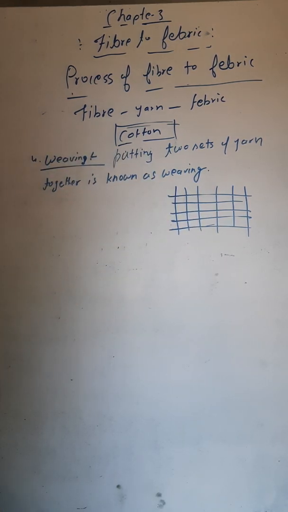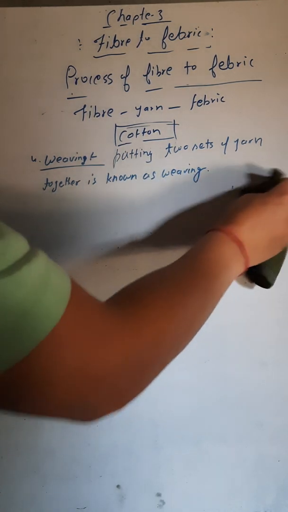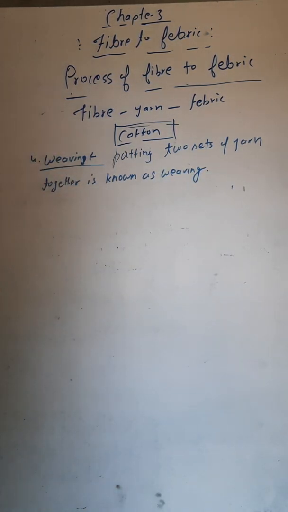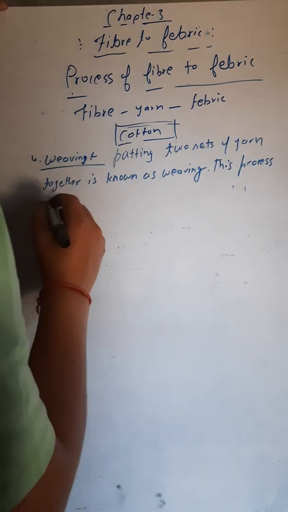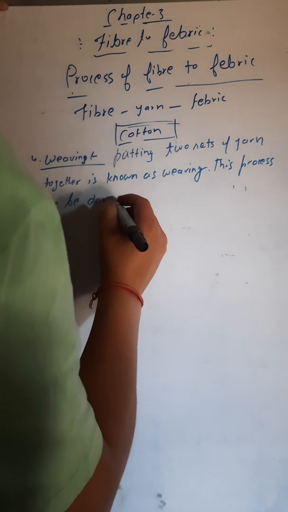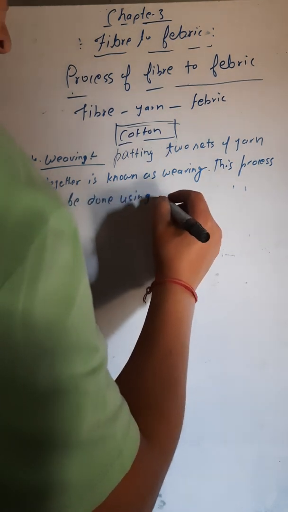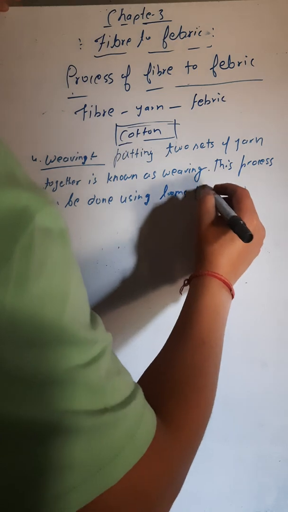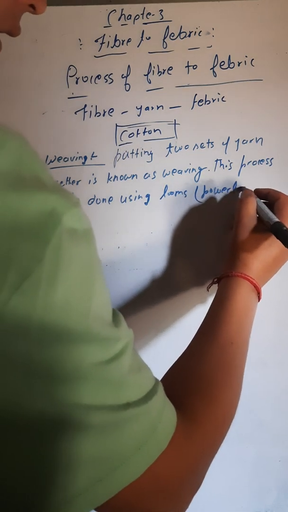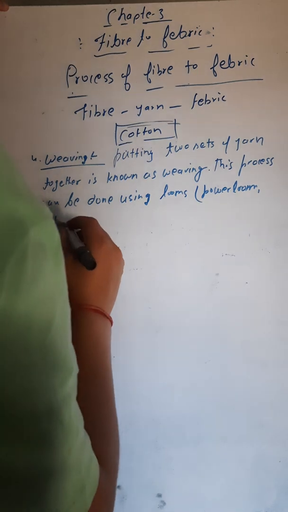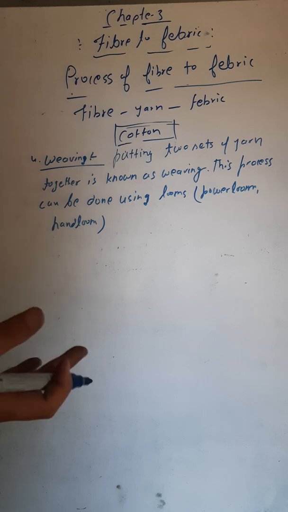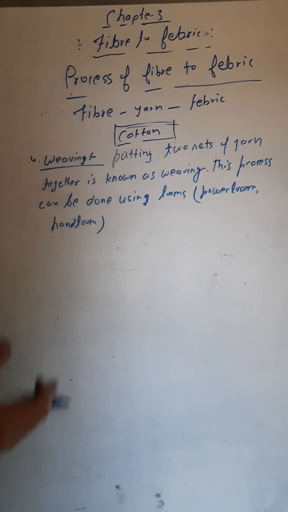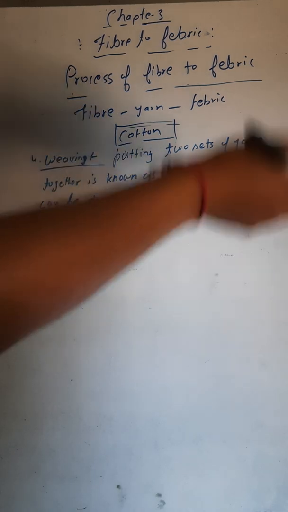Okay, so then comes the process of knitting. Knitting is what? And this process can be done by using the hand looms or power looms. Okay, so here you should write this also: this process can be done using looms, such as power loom, or you are using their hand loom. So these are used to weave or to make the net-like structure or to make the fabric out of the yarn, okay, that we have produced in the factories.